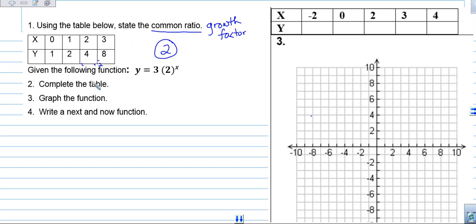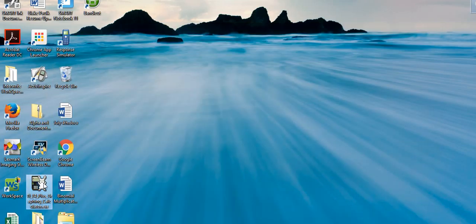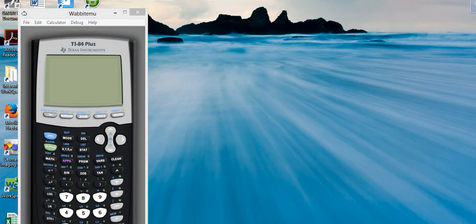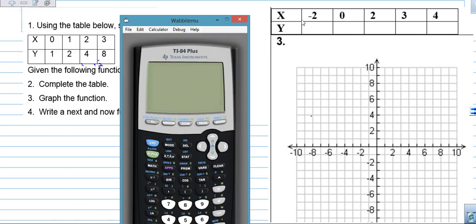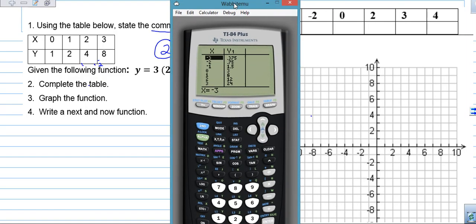So now it says, given the following function, complete the table. There's several ways you can go about completing the table. The easiest way is to use your calculator, and we will take the function and go to y equals, and you can go 3, 2, raised to the x, and then hit second graph, which is your table function, and then you want to match the values to what you have in your table.